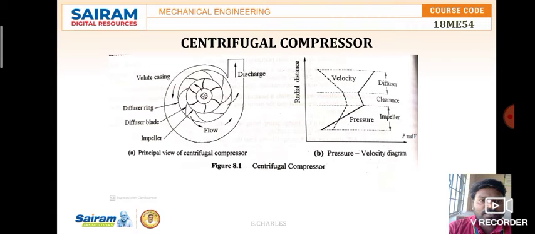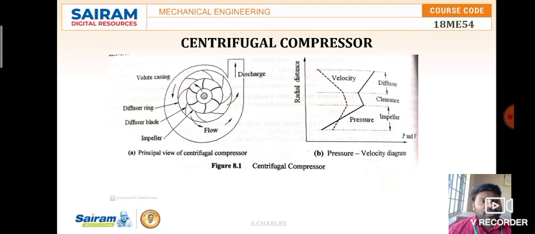If you take this principal view of centrifugal compressors, there will be a stator and rotor. Then the diffuser ring will be there, with diffuser blades and the impeller. The impeller will be at the center of the centrifugal compressor, and it will have rotors and stators. The casing is nothing but a volute casing, and the fluid is compressed as centrifugal action takes place, and after the centrifugal compressor the compressed fluid will go through the discharge. So this is the principal view of centrifugal compressors.